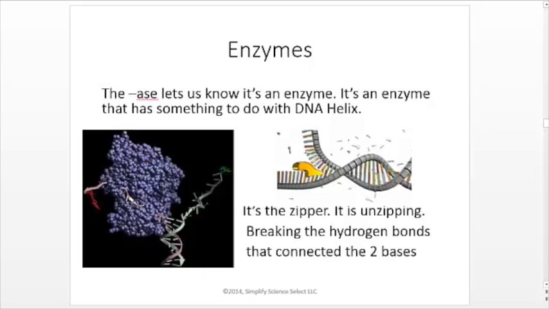Well, the fact that the name ends in ACE lets us know it's an enzyme. We like to name enzymes in ACE. It lets us know that they do something, that they facilitate some kind of reaction. The fact that it's called DNA helicase lets us know it has something to do with the helix. In this case, we can make an analogy to a zipper. It's unzipping, meaning that it's breaking those hydrogen bonds that connect the two bases. So it's separating a double-stranded molecule and opening it up so we can get to the insides.